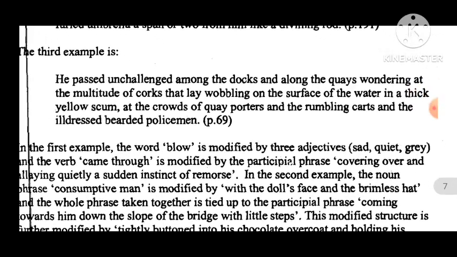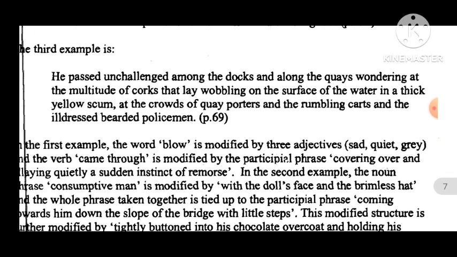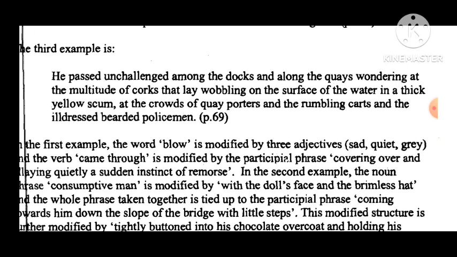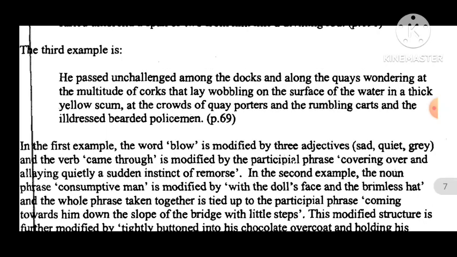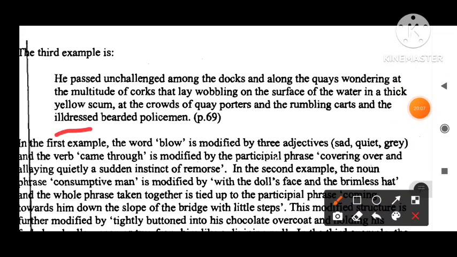The third example is: he passed unchallenged among the docks and along the quays, wondering at the multitude of corks that lay wobbling on the surface of the water in a thick yellow scum, at the crowds of quay porters and the rumbling carts and the ill-dressed bearded policemen. Here you can see the adjective ill-dressed bearded policeman. What type of policeman?